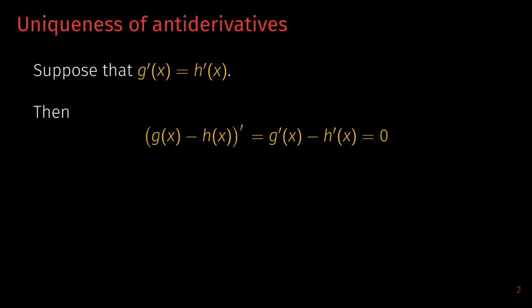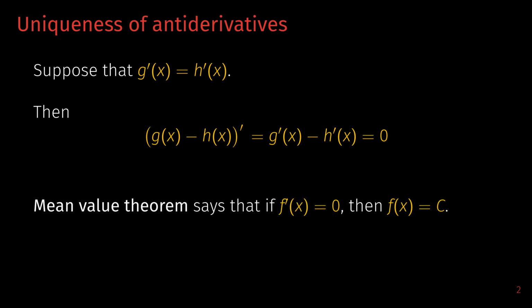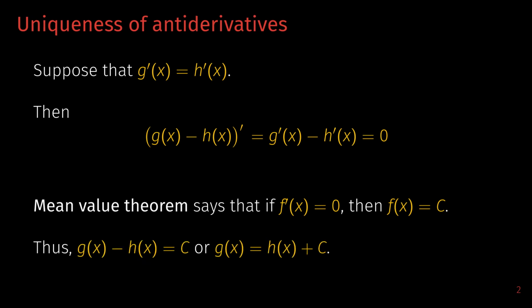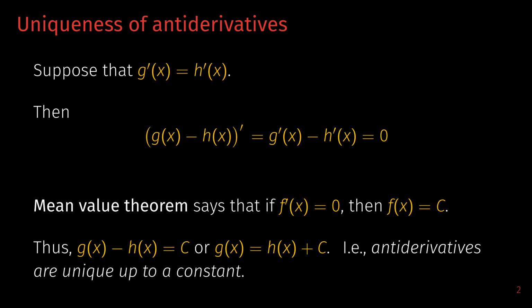Now, if we consider the leftmost part of this equation, that the derivative of g of x minus h of x is equal to the rightmost side of the equation, which is 0, we can consider what the implications of this are. If you've encountered mean value theorem before, you might know that it implies that if some function f of x has derivative 0, then the function itself is a constant, for example, a constant c. In our case, what we've set to 0 is the derivative of the difference of the functions g and h, meaning that g minus h is a constant, or we could say that g is equal to h plus some constant. This means that antiderivatives are unique up to a constant, which is what we've essentially been shown in the last slide.